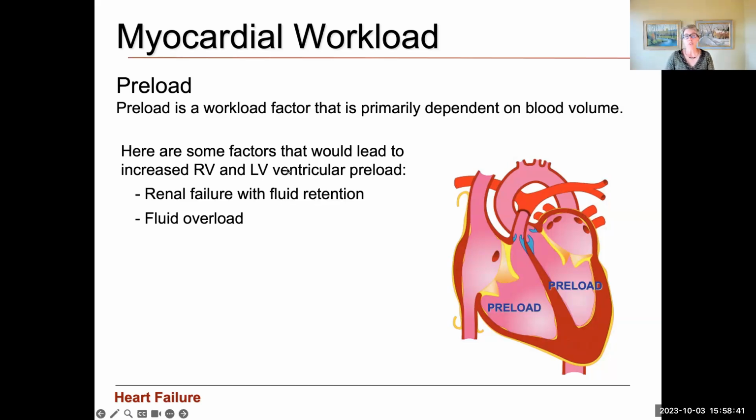So there are some factors that would increase right ventricular preload and left ventricular preload together. And those have to do basically with fluid overload. So it could be renal failure with fluid retention that causes fluid overload. But anything else, too much IV fluids. Kidney failure is a very common one, but any patient who has any kind of fluid overload would have an increase in preload on the heart. Heart may be able to compensate, or it may be too much. And we'll see what happens when it's too much.